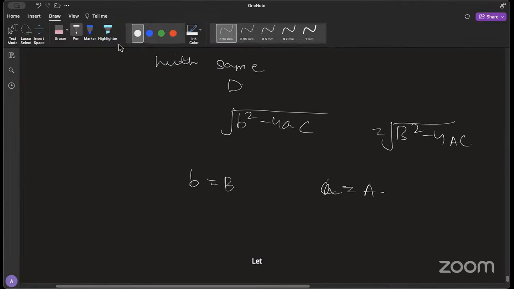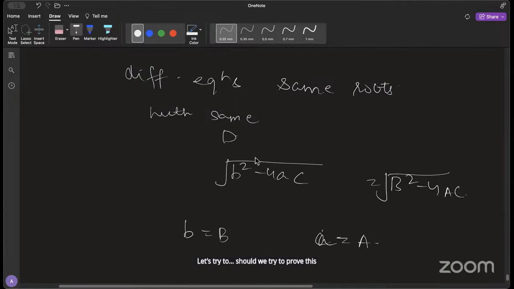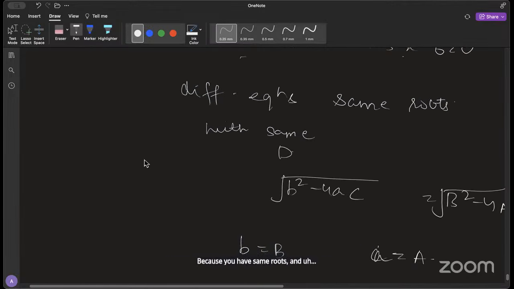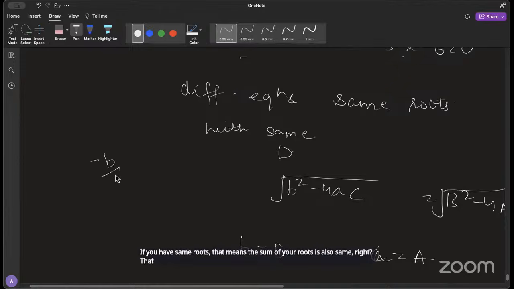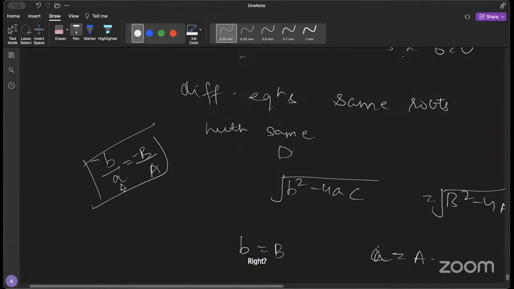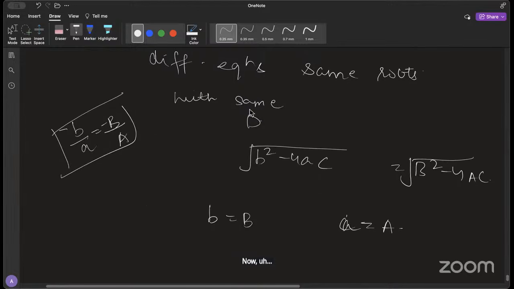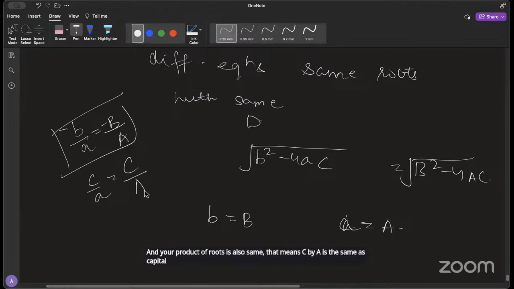Should we try to prove this here? Just one second. Because you have the same roots, that means the sum of your roots is also the same, right? That means minus b by a is the same as minus b by a. If roots are the same, then the sum of roots is also the same. And your product of roots is also the same. That means c by a is the same as capital C by a.